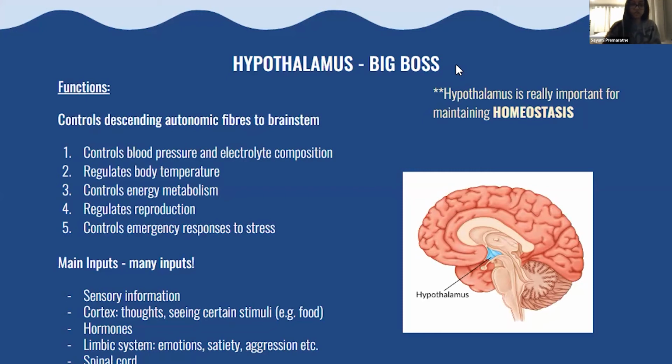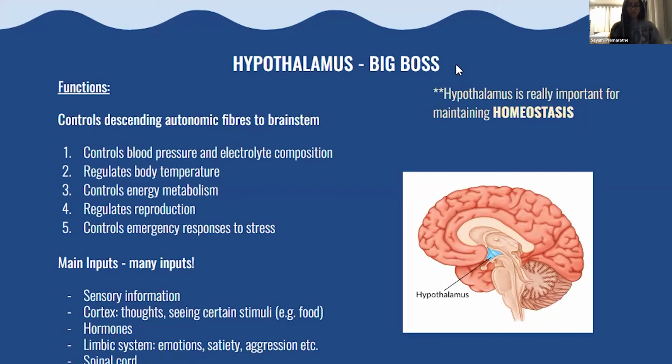So it's going to control your blood pressure and electrolyte composition, so things like how much sodium and potassium is in your blood. It's going to regulate your body temperature, and it's going to control your metabolism. It's involved in producing certain hormones that will regulate things like your menstrual cycle, so affect your reproduction. And then it will also control your response to stress.